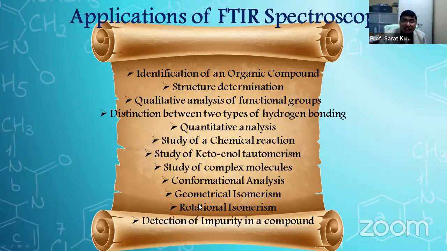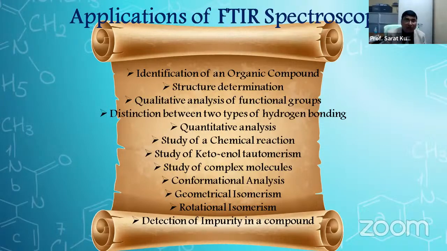If it is geometrical, that is cis and trans, they will also be different. Rotational isomers too. Even the detection of impurity in the compound you can identify. For an impurity in the compound, you can get a clear peak, or you are getting the peak along with other peaks. That also you can identify.